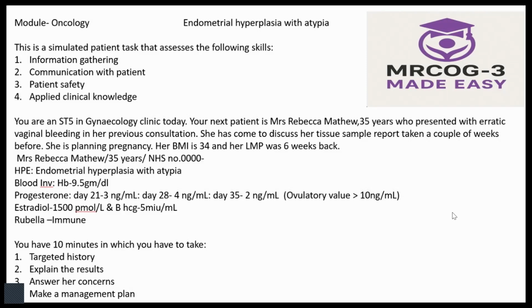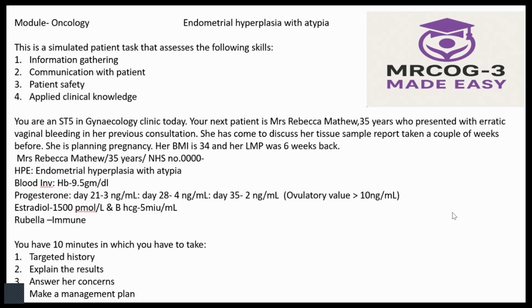And then estradiol is 1500 picomole per liter. Beta hCG is also given because she is 6 weeks amenorrhea from LMP. That's why we always do it whenever she misses a period or has a delayed period, even if it's irregular periods. So it is 5, that means it is negative. Rubella immune. The rubella is tested because she's planning pregnancy.